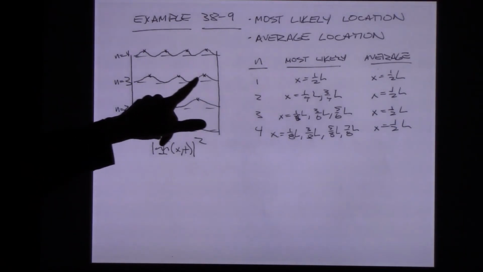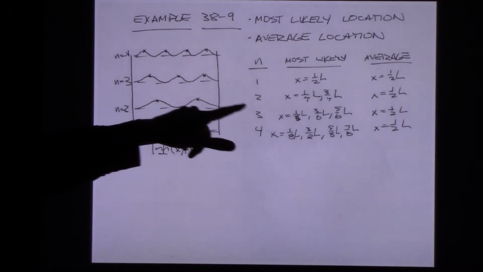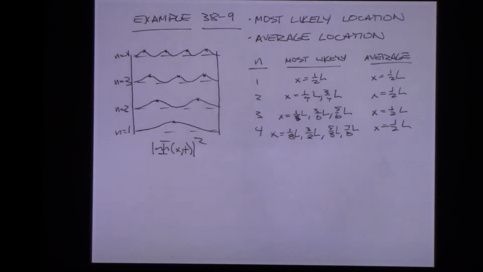Same thing with the 3 lobe, n equals 3 quantum state. So for every quantum state, the average location is going to be 1/2, even though for many of these states, all the even ones, there's actually no probability of being right at the middle. That turns out to be a node.